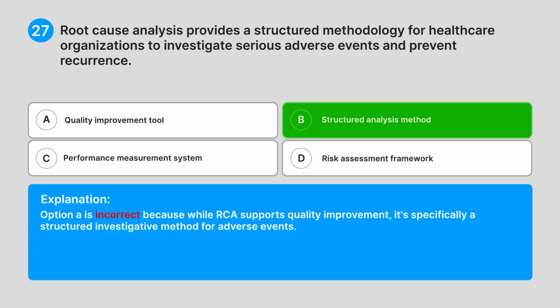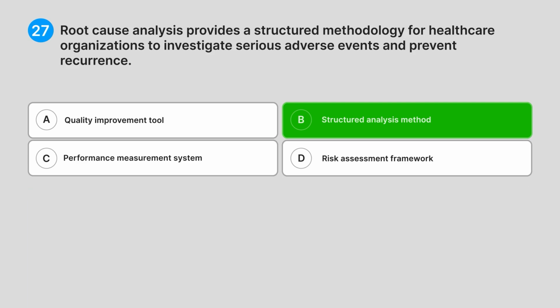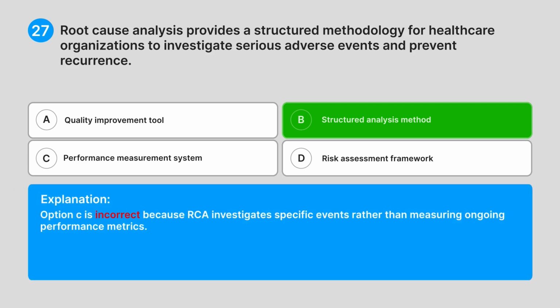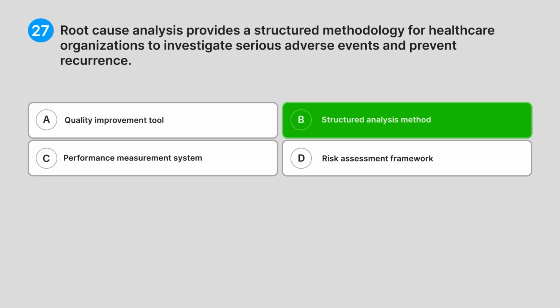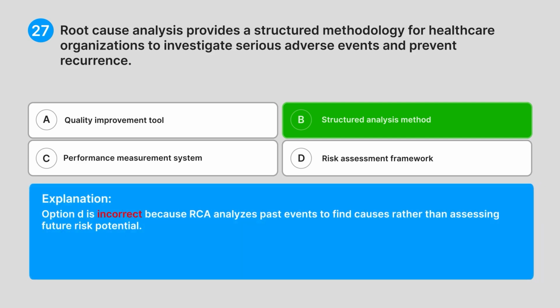Option A is incorrect because while RCA supports quality improvement, it's specifically a structured investigative method for adverse events. Option C is incorrect because RCA investigates specific events rather than measuring ongoing performance metrics. Option D is incorrect because RCA analyses past events to find causes rather than assessing future risk potential.